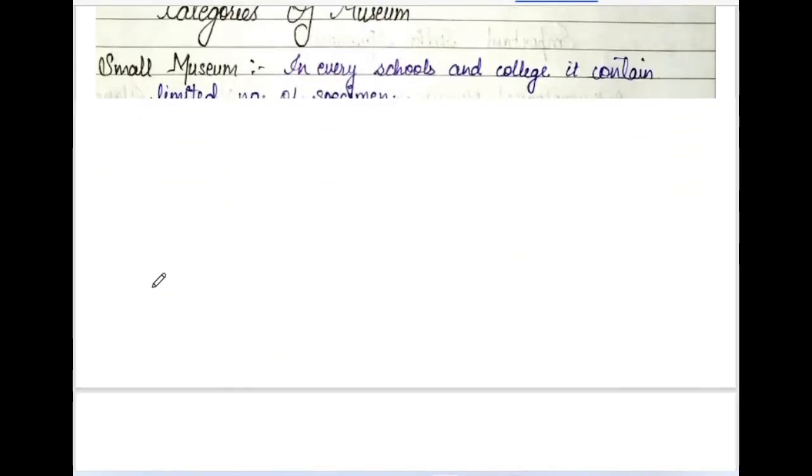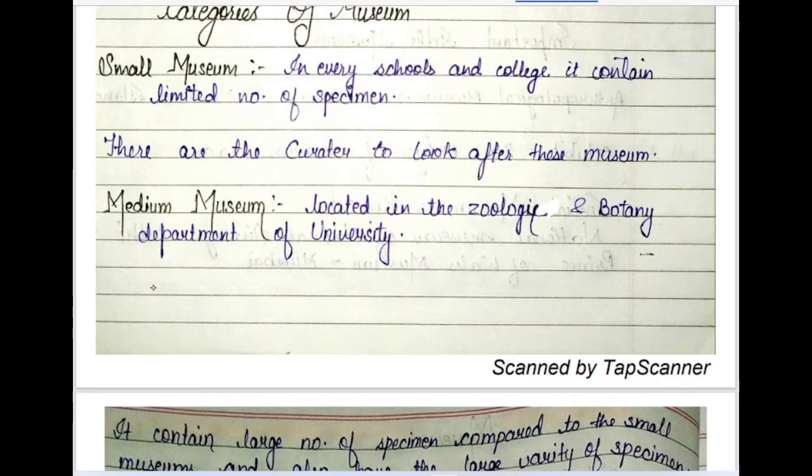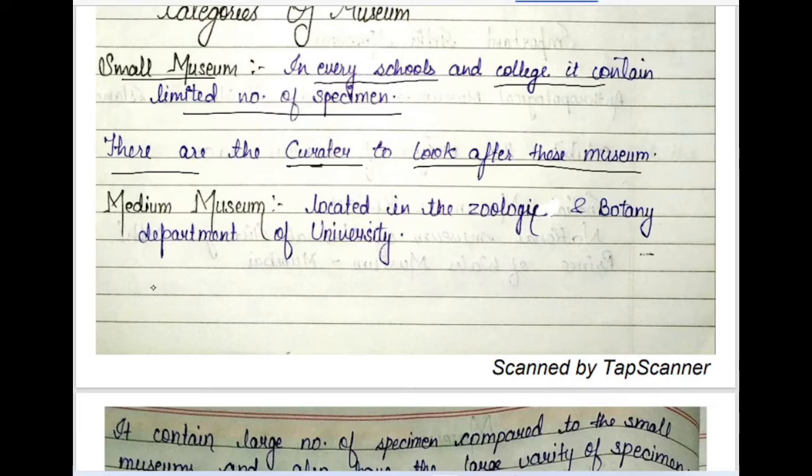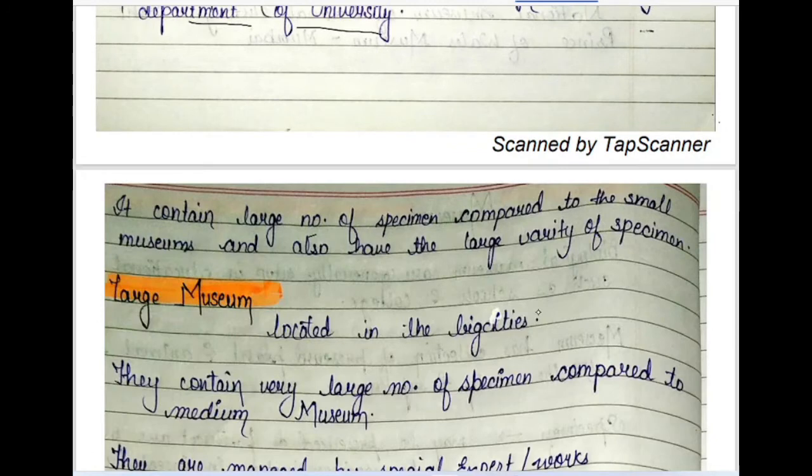Then categories of museum. The first category is the small museum. In every school and college, it contains a limited number of specimens. There are curators to look after the museum. Medium museum, located in the zoology and botany departments of universities. It contains a large number of specimens compared to small museums and also has a large variety of specimens.